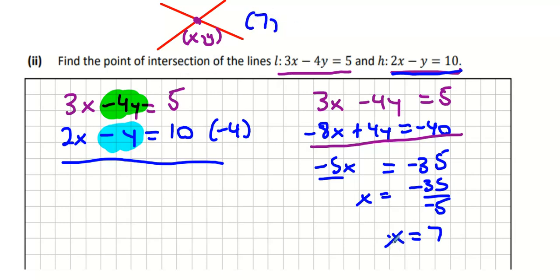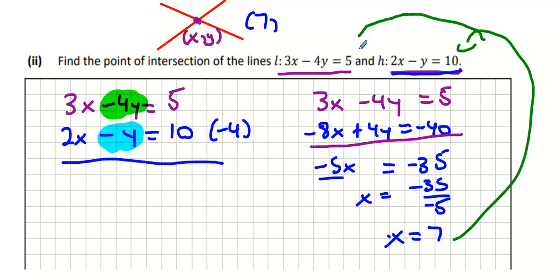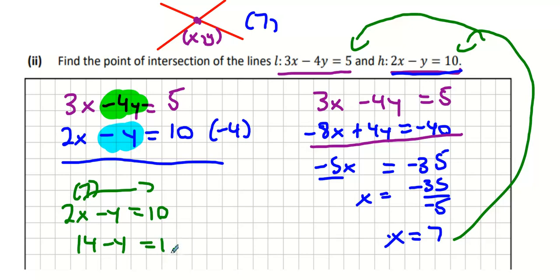Then we grab our x equals 7 value, and we put it into either one of the original 2 equations. Doesn't matter which one. I'm going to choose 2x minus y equals 10. 2 times x is actually 2 times 7. So it's going to be 14 minus y equals 10. And it's quite obvious that y actually has to be equal to 4, because 14 take away 4 is 10. So we'll just go with the point 7, 4.